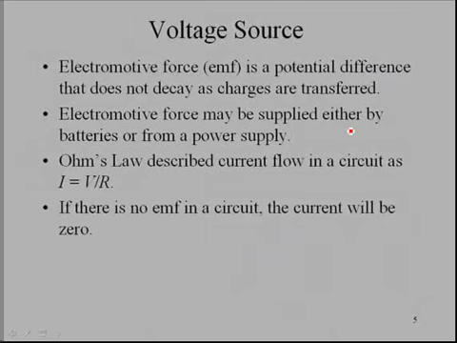So EMF is a potential difference that does not decay as charges are transferred. Electromotive force may be supplied by a couple of different sources, batteries or a power supply. Ohm's law describes current flow in a circuit as current equals voltage divided by resistance. If there is no EMF in a circuit, the current will be 0. So there must be EMF for there to be current flow.